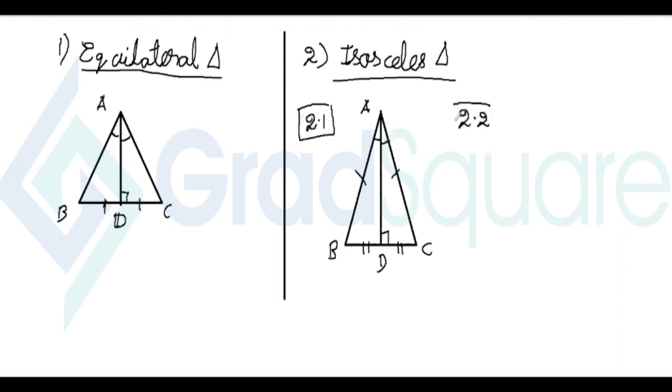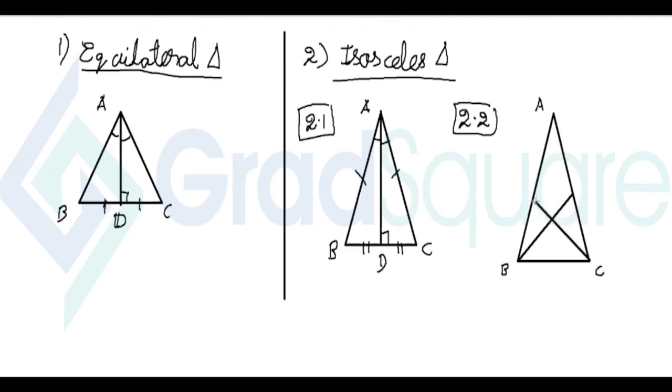For the second speciality of isosceles triangles, let me do one thing. Let me consider the same isosceles triangle ABC once again, where AB and AC are the equal sides. And suppose in this triangle, I draw the altitudes from B and C.